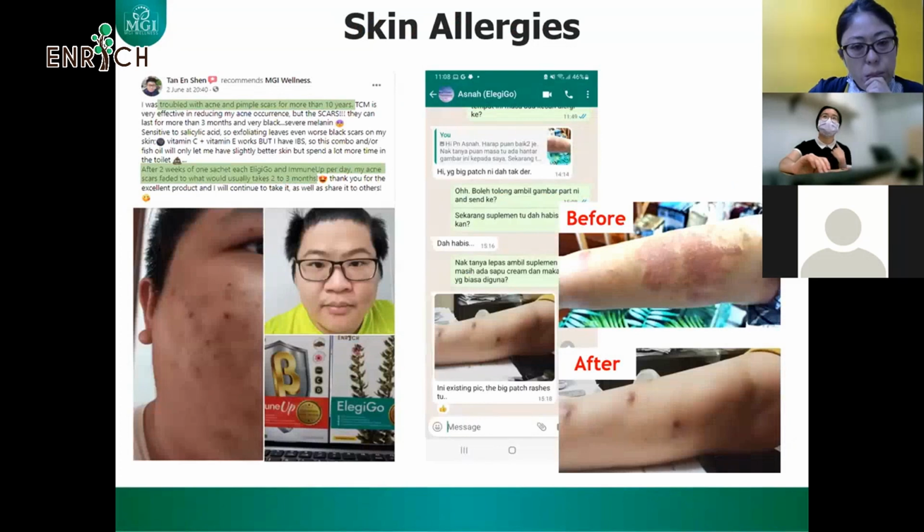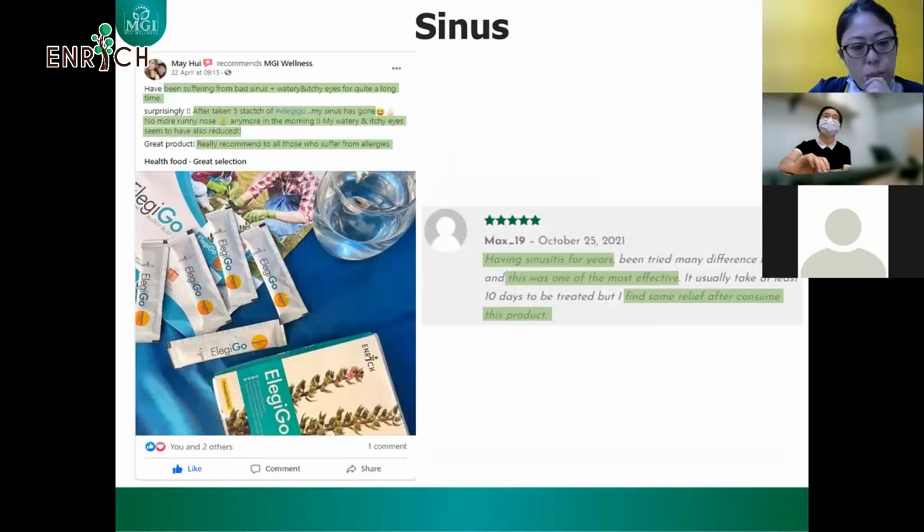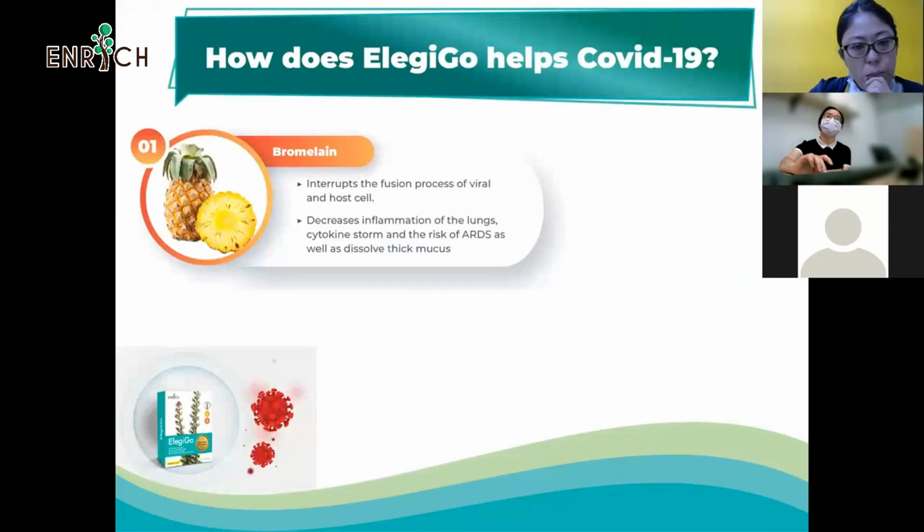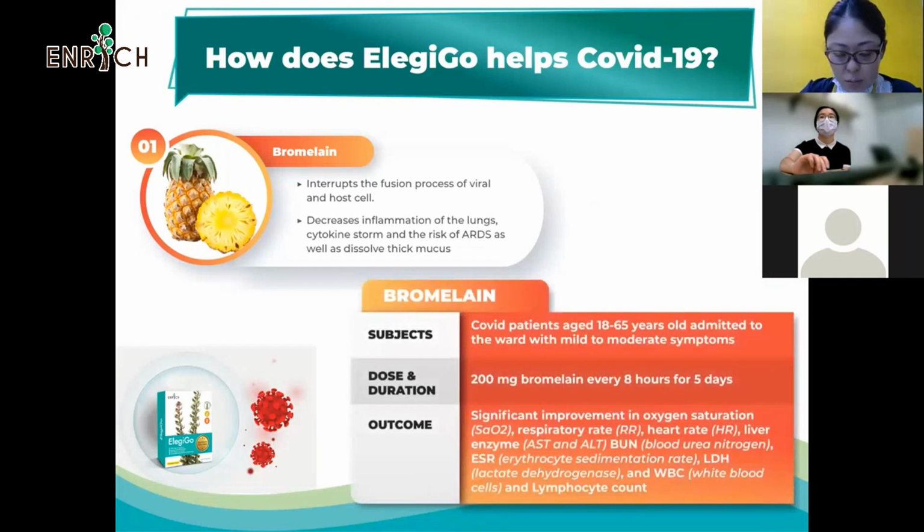So here are some testimonials that we have on skin allergies from our customers, as well as sinuses, which after consuming ElegiGo, it actually helps them improve in terms of skin allergy as well as their sinus issues. So actually, ElegiGo also helps in terms of COVID-19 patients, in which bromelain helps to interrupt the fusion process of viral and host cell. It helps to decrease inflammation of the lungs, cytokine storm, and the risk of ARDS, as well as to dissolve the thick mucus. So this has also been studied on COVID patients.